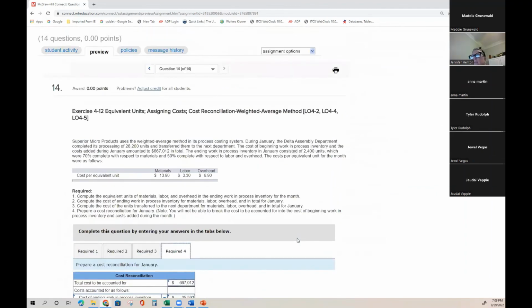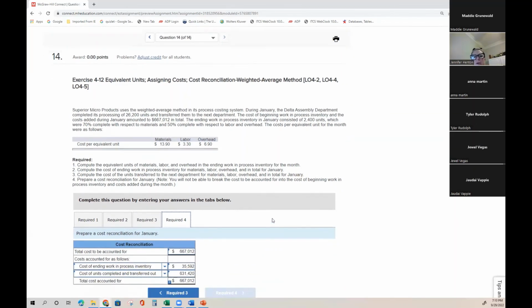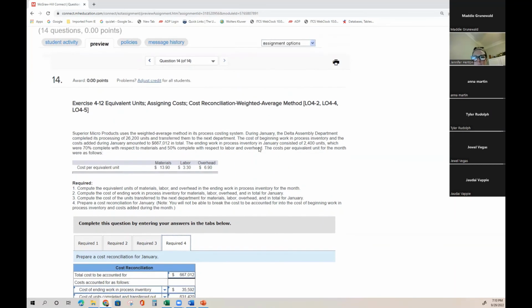So sometimes it's laid out a little bit different. Sometimes the information is presented in a different way than maybe the slide was, but it's basically doing the same thing. We have a table here giving us our costs per equivalent unit, but this part isn't laid out in a table for us that says, oh, okay, 2,400 ending, here's your 70% in those little columns, telling you materials, labor, overhead. They could have given you a table, but they didn't. They just presented the information a little bit different. But you're doing the same thing. You just find the information that you need.